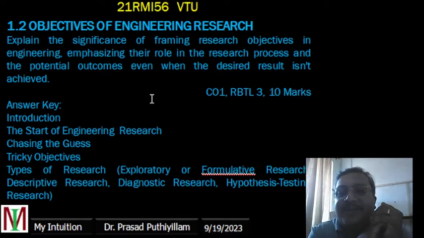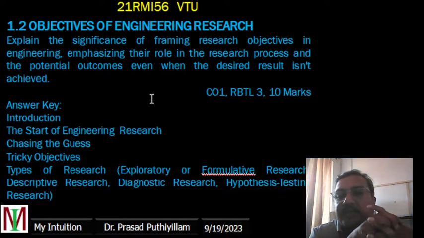No need to give such a type of question. You can just write: what is the significance of framing research objectives, what are the different points or importance of research objectives. That can be a question. It is connected to course outcome 1. The level of question is 3 and it carries 10 marks. It can be asked for 15 marks also, based on how much you expand. I am telling you it can be asked for a minimum of 10 marks.